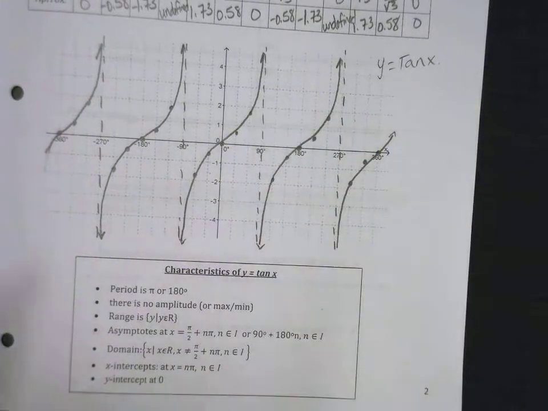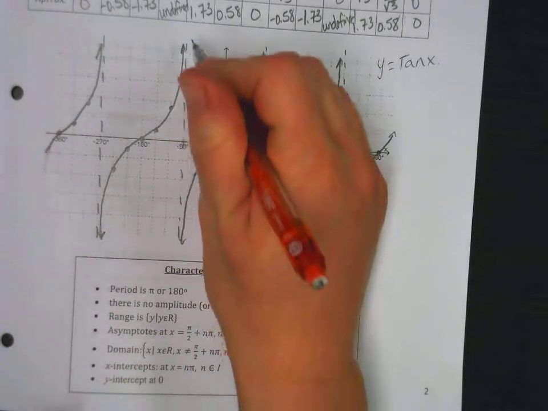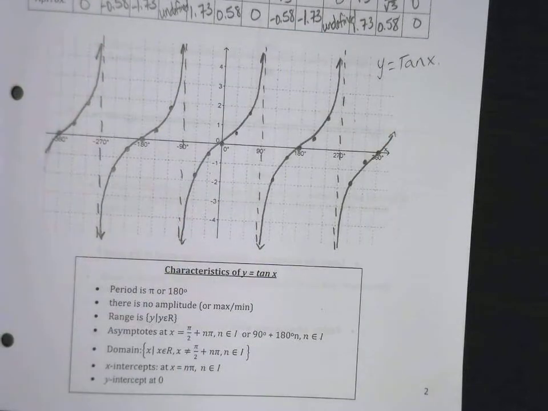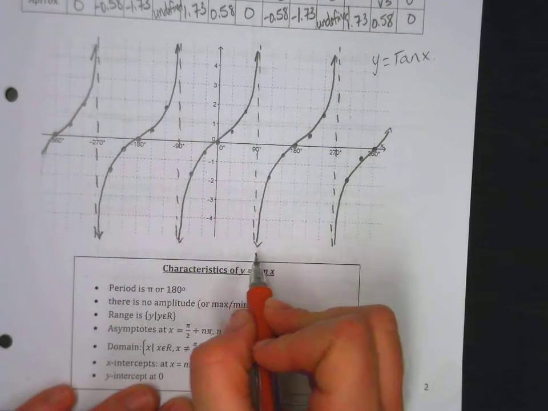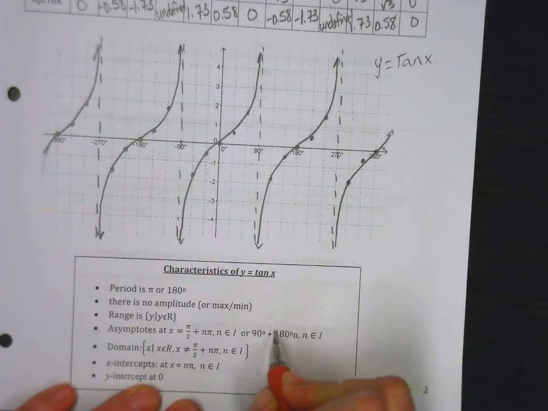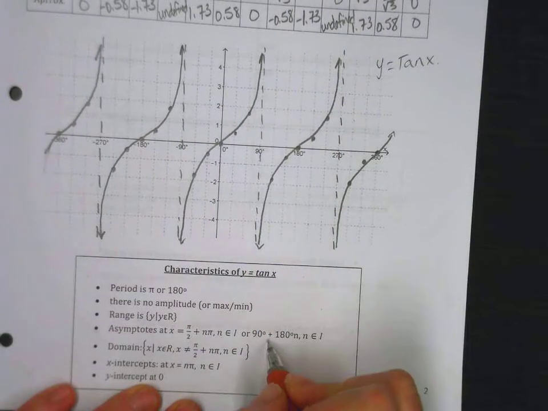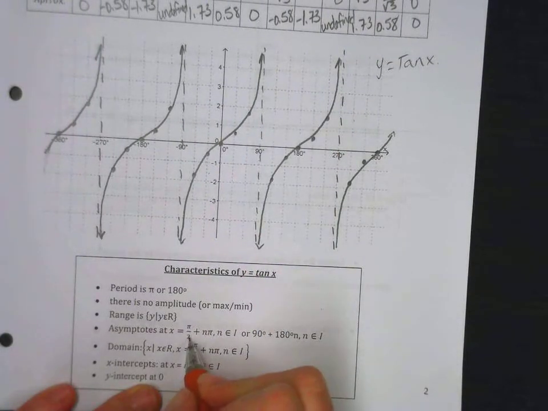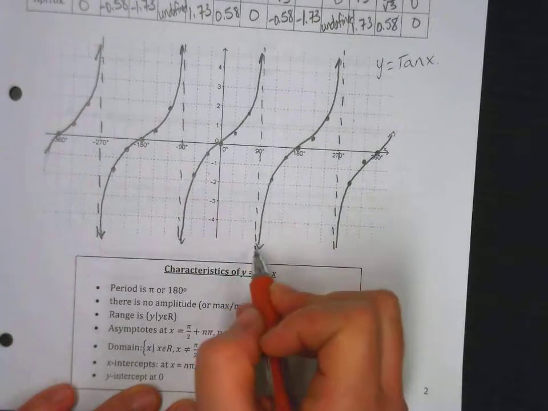Okay, you should never have a max or minimum point with a tangent graph because the graph continues off in both directions. We do, however, have asymptotes, which is a little bit new to us. And so where are asymptotes occurring? So our asymptotes are occurring at 90 degrees plus every 180 degrees after that, or in terms of radians would be pi over 2 plus n pi's, where n would have to belong to the integers.